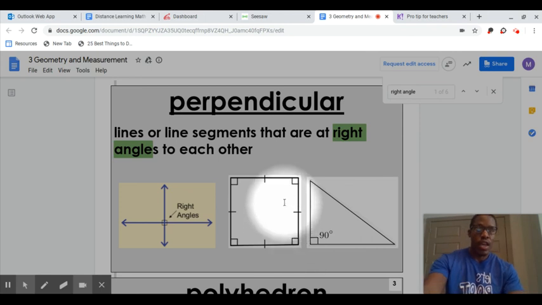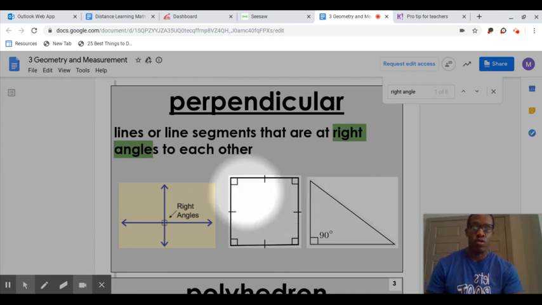Well, if you take 90 degrees and you multiply by 4 because there are 4 angles inside of the square, you will get your answer. Or if you add 90 together 4 times. The last example you see is a right triangle. Remember, if you see one right angle inside of a triangle, you know that that is a right triangle.